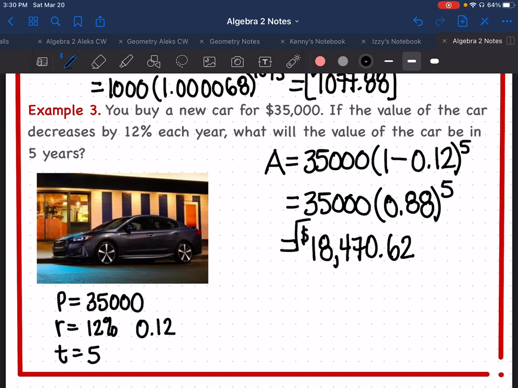$18,470.62. After 5 years, that's how much my car is worth.